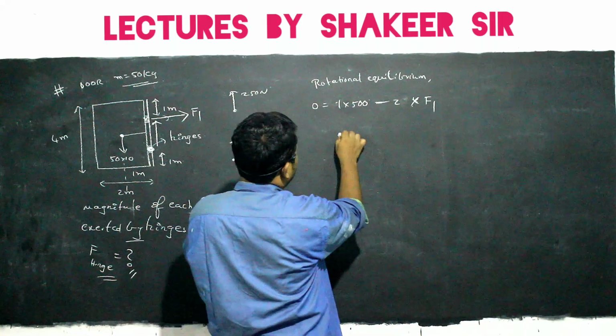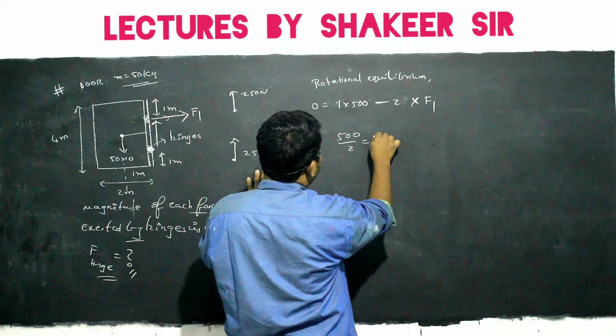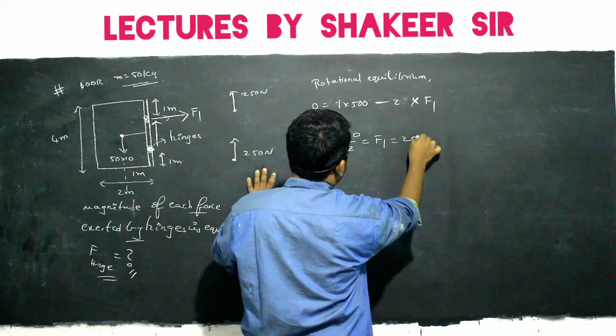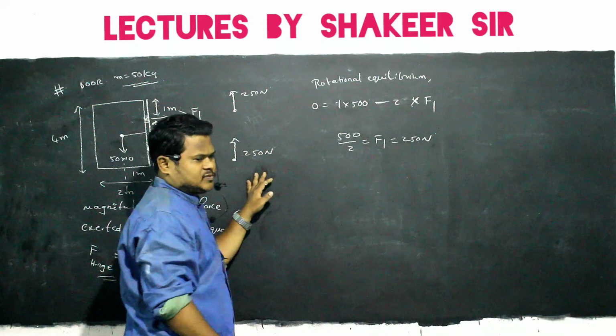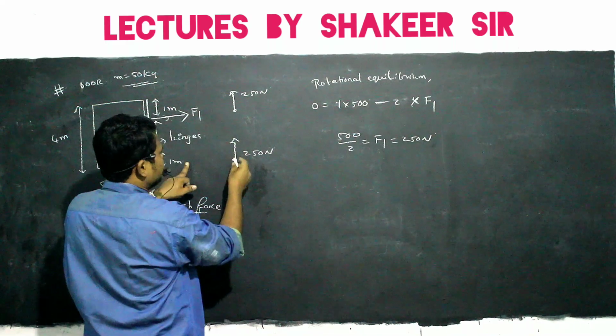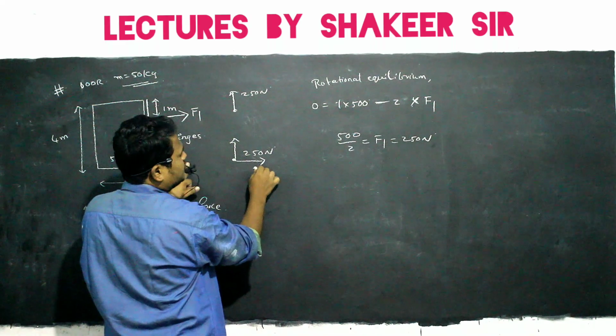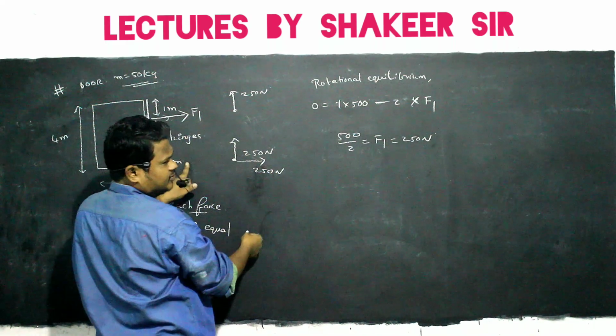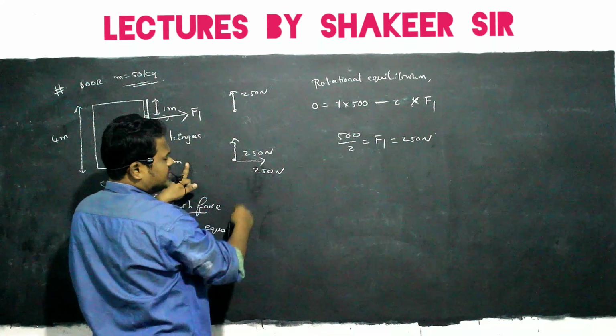That's all, no? So 500 by 2 is equals to how much? F1 is equals to 250 Newton. So I got both the forces, no? So the upward force is 250 Newton. Horizontal force is also 250 Newton. Then what is the total force exerted by this hinge?